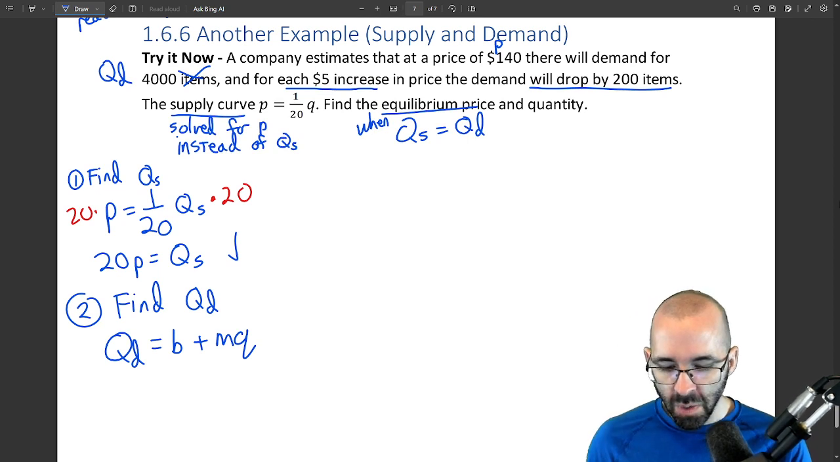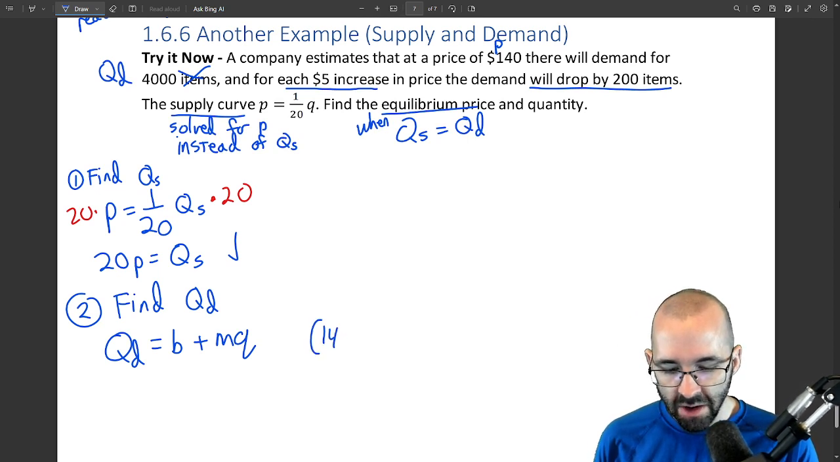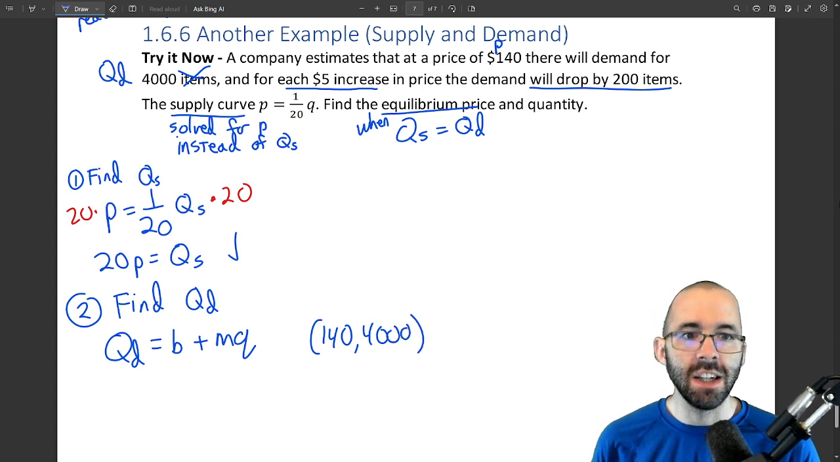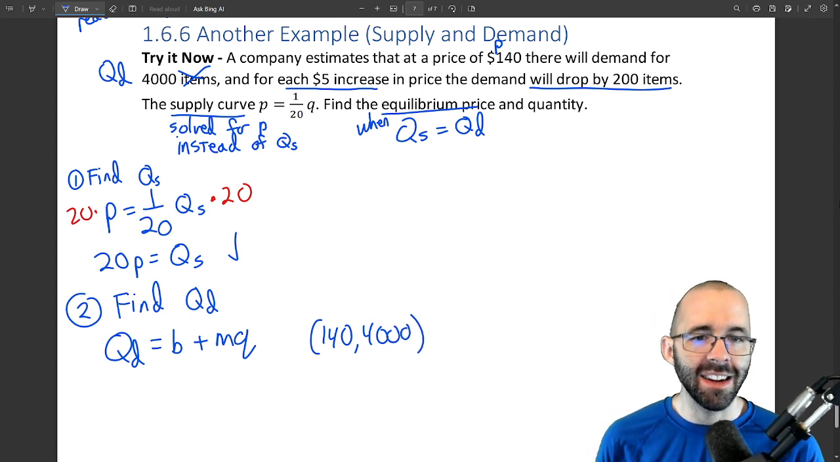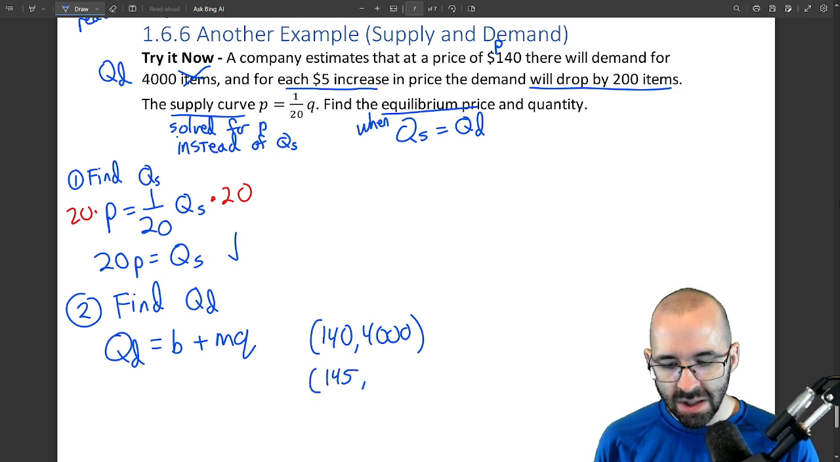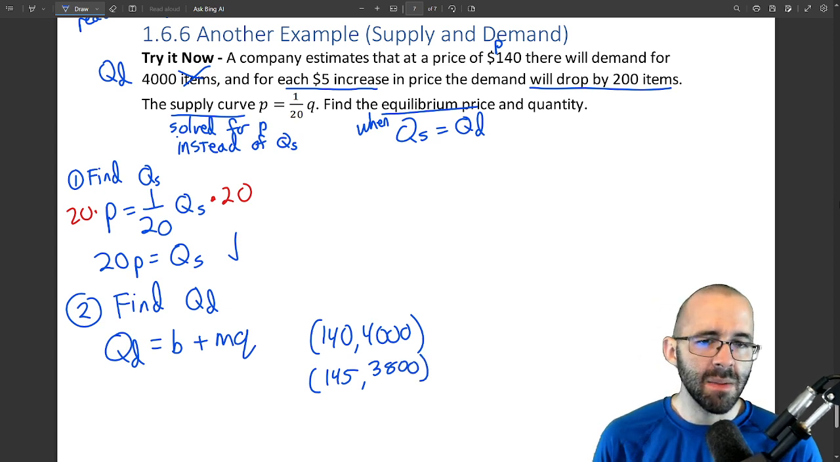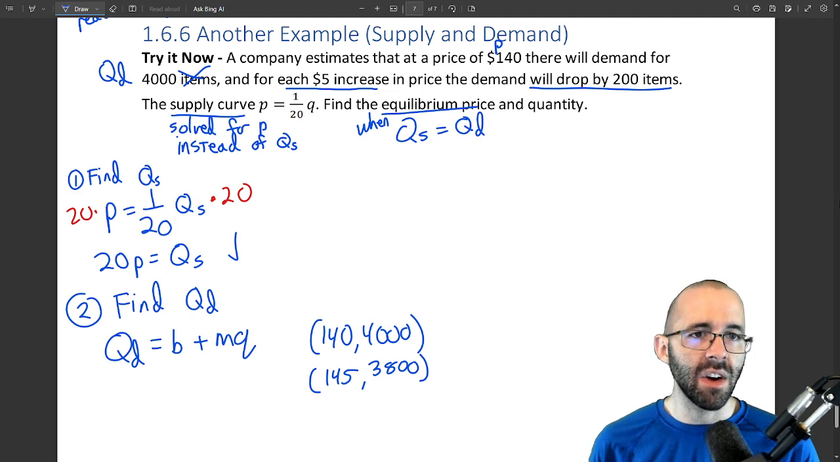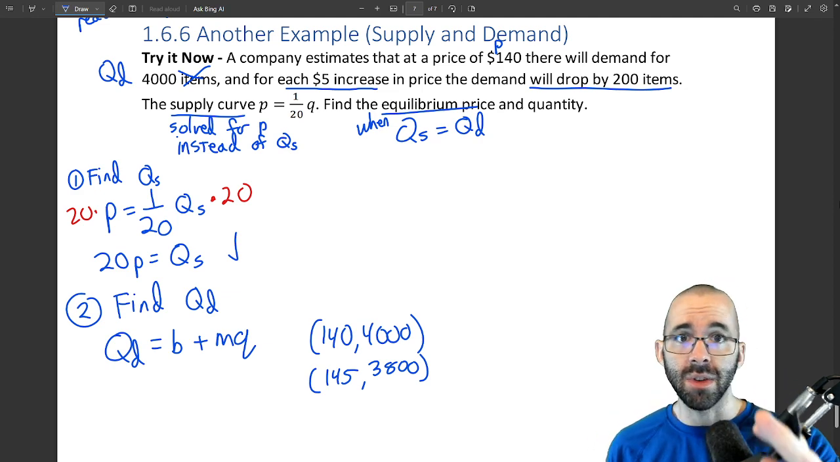Okay, so we have one point, right? A price of $140 is a demand of 4,000 really good cakes. Maybe they're wedding cakes. And if we increase by $5, we decrease by 200. So now the demand's only 3,800. I think this is the most straightforward way of finding that slope of negative 40, but however you can get there is fine. Just don't write negative 200, because that would be wrong.